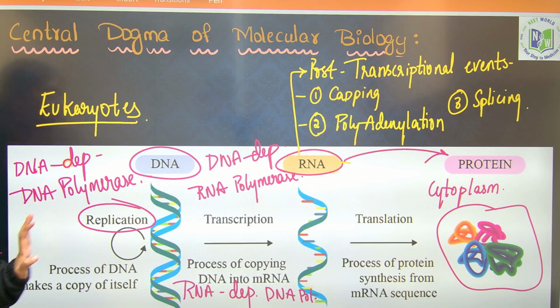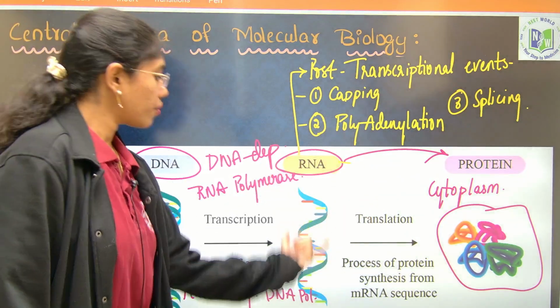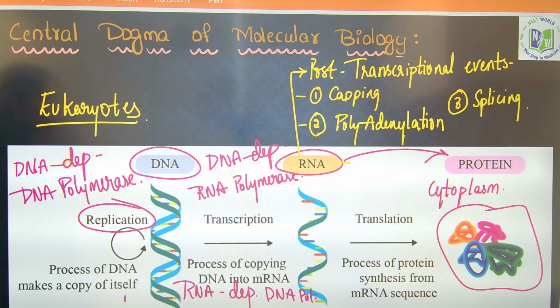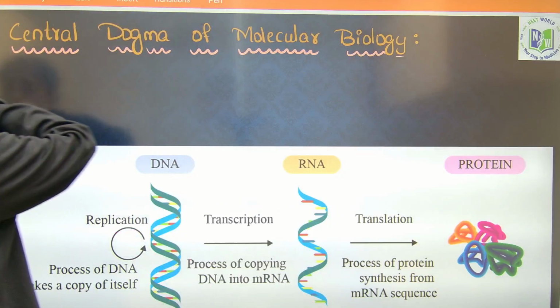Clear, right? Replication, transcription, translation. From RNA to DNA, that is reverse transcription. What enzyme is required? RNA dependent DNA polymerase. Clear till here? Any doubts anywhere?